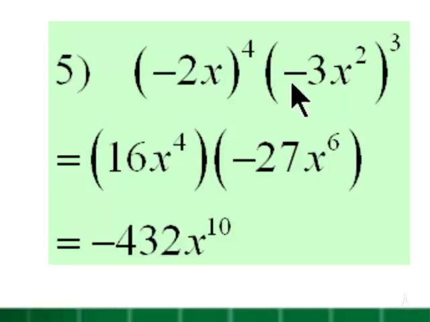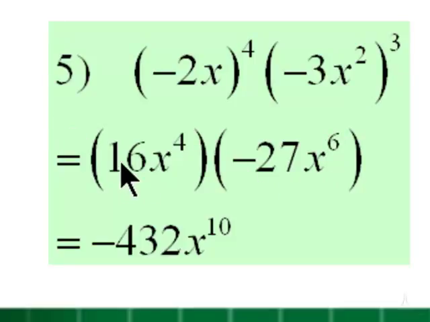In the same way, minus 3 can be treated as minus 1 times 3, which then, if you remove the bracket, becomes minus 1 to the power 3, which is minus 1, and 3 to the power 3 is 27. Or you can put minus 3 in brackets to the power 3. So then we multiply minus 3 by itself 3 times, and that's minus 27. And furthermore, you get x to the power 4 and x to the power 6.